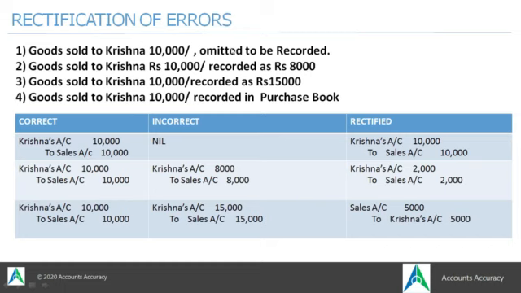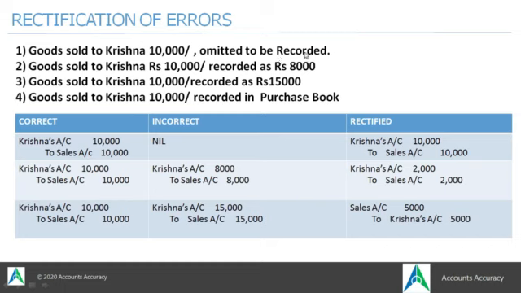Now I have divided each of the 4 sentences into 2 parts. You can see here, goods sold to Krishna is the first part and omitted to be recorded is the other part. First of all, you will make 3 columns. In the first column you will write the correct entries, in the second column the incorrect entries, and in the third the rectified entry for covering up the mistake.